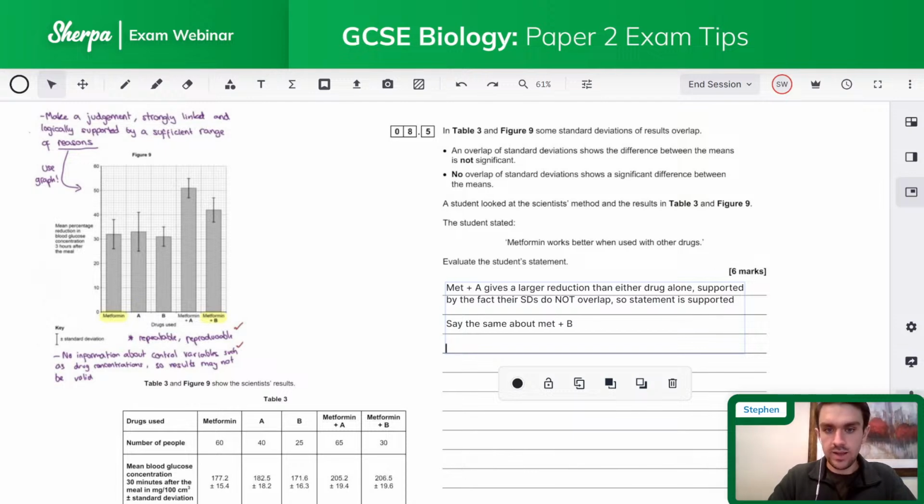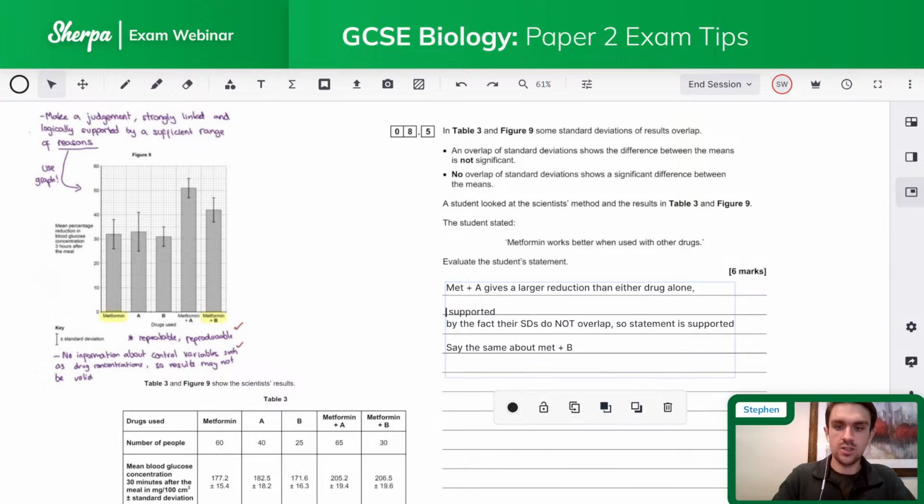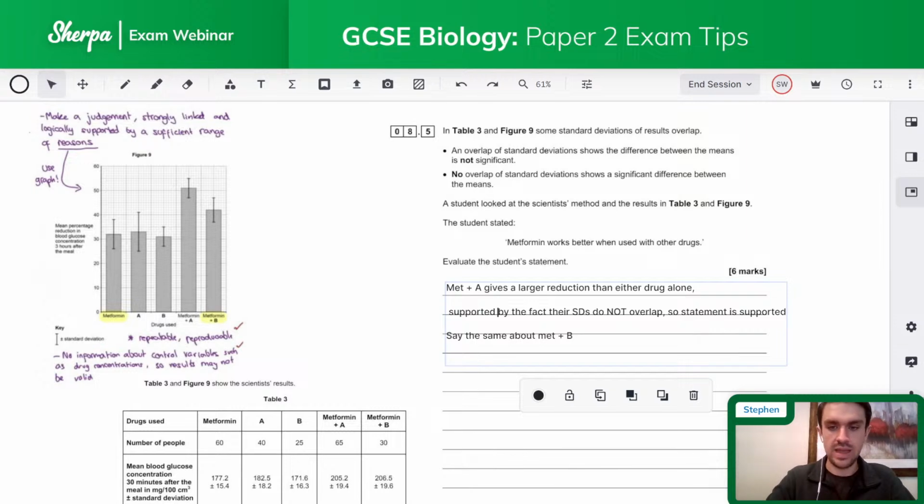We've got one that metformin A gives a larger reduction than either drug alone, and that is supported by the fact that the standard deviations do not overlap. That would score 2 marks. We'll score a mark here by saying the same thing about metformin B. This shows a greater reduction than either of the drugs alone.